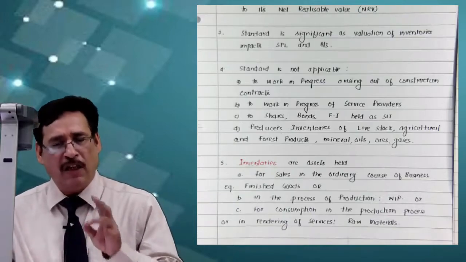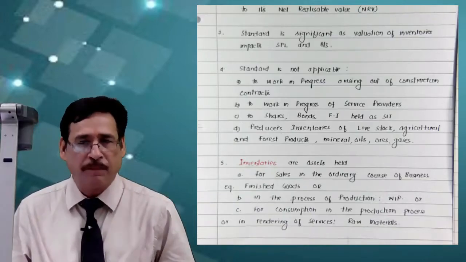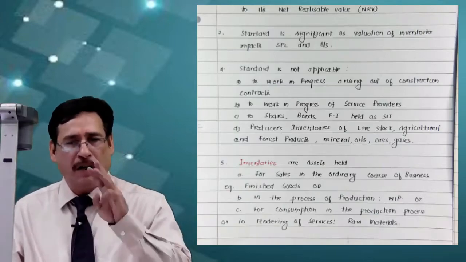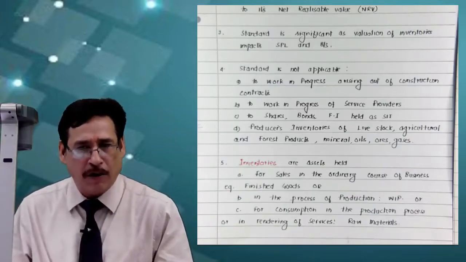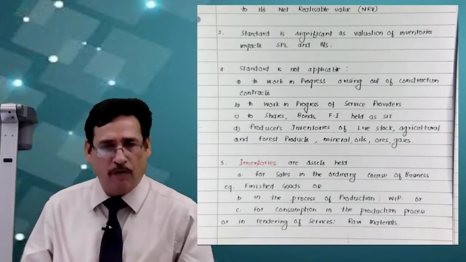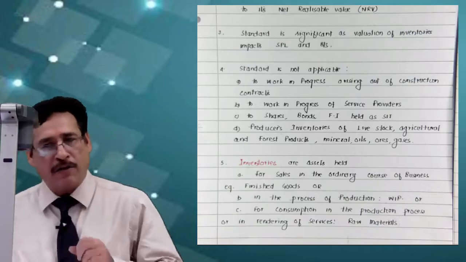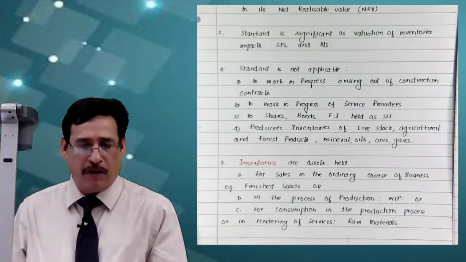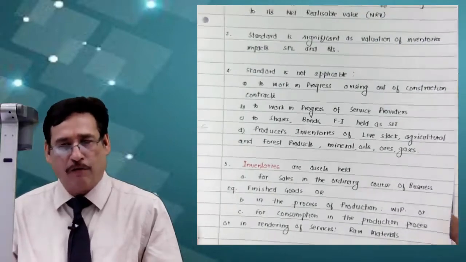You must have seen that inventories have three elements. One, finished goods. Second, work in progress, and third, the raw materials. All these three things, finished goods, work in progress and raw materials, are vital to understand. These are the three main ingredients as far as inventories are concerned. You need to be very well familiar with this.